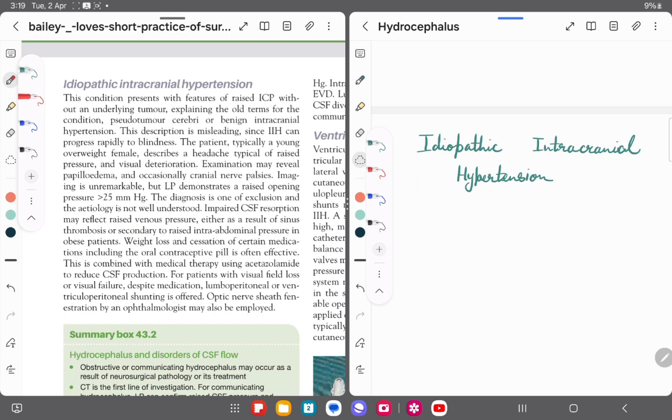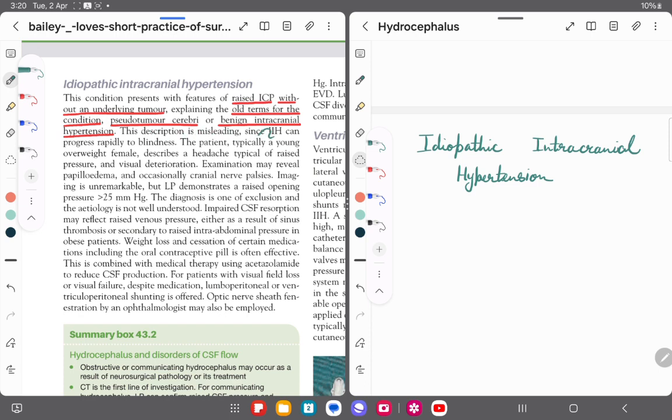So this condition presents with features of raised ICP without an underlying tumor. Previously it was famously known as pseudotumor cerebri or benign intracranial hypertension, and now currently it is known as idiopathic intracranial hypertension.